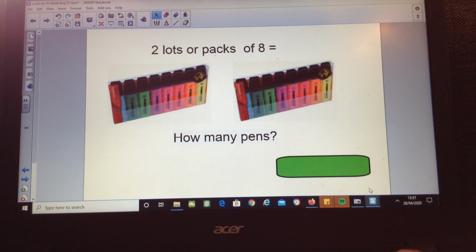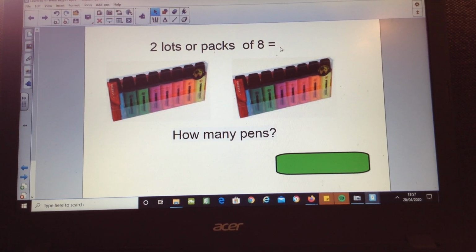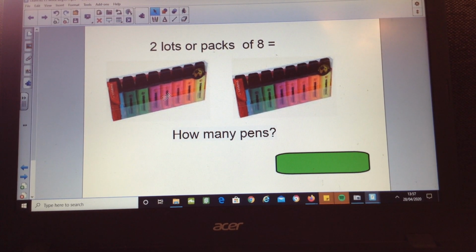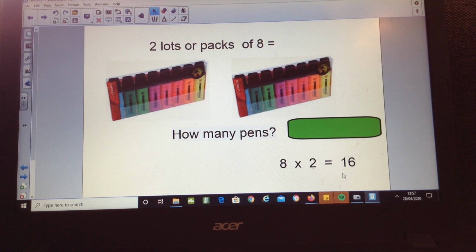What about if I had lots of, or in this case, packs of, 2 lots or packs of 8? So these fantastic markers come in packs of 8. How many pens are there? Well, of course, there are 16 pens altogether. I could write that as 8 times 2. I got 8 in a packet, and I did that 2 times. I got 16.